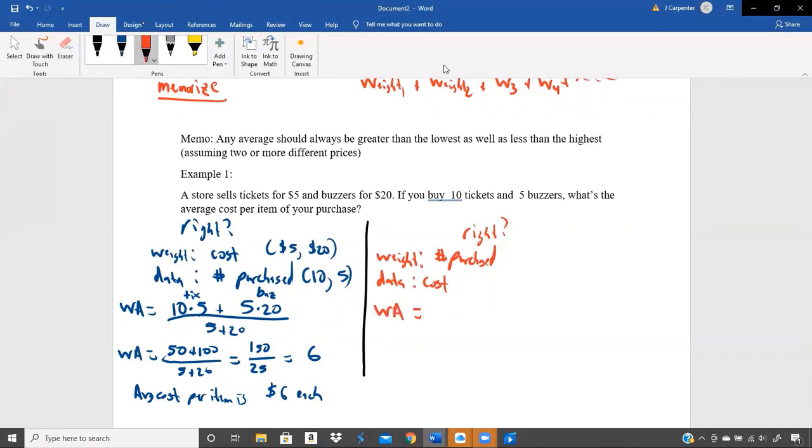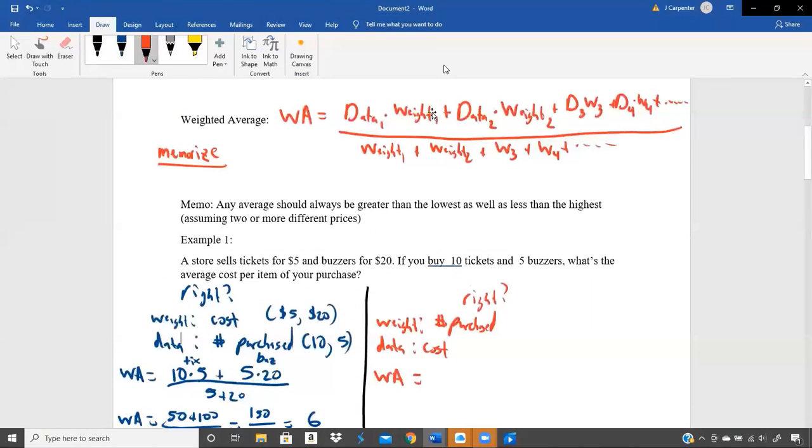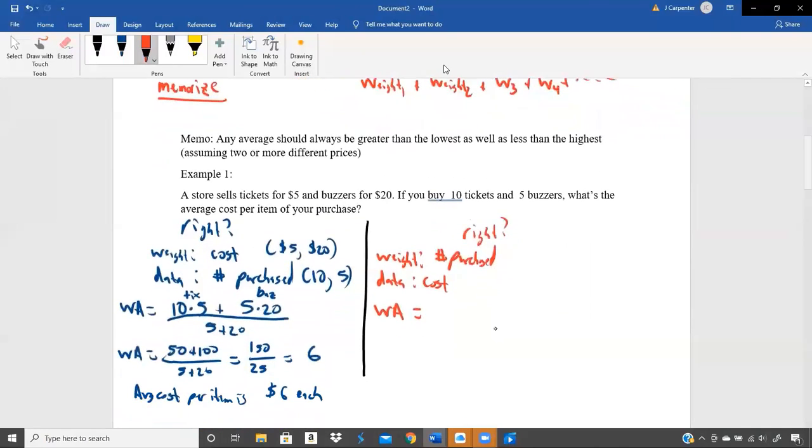So our weighted average, again, goes data times weight plus data times weight plus data times weight. So we're going to go data first, which this time I've called the data the cost, and the weight I've called the number purchased. So we go the cost, and we're going to go tickets first again, which is $5, times the number of tickets purchased, which is 10. So again, this was for your tickets. Then plus. Now we'll do our buzzers, which the cost was 20 and the number of buzzers was 5. So 20 times 5 all over.